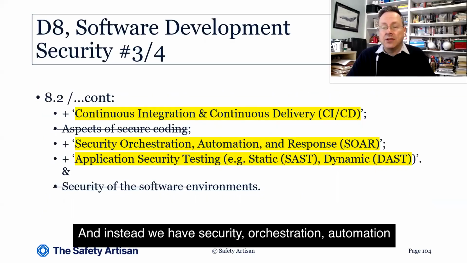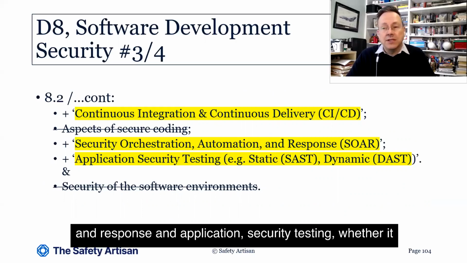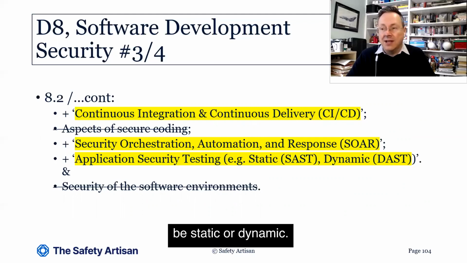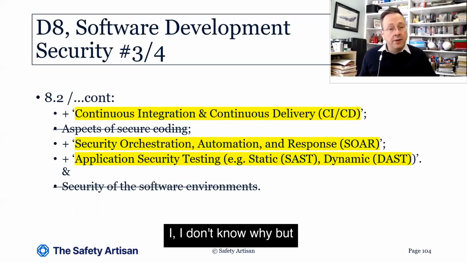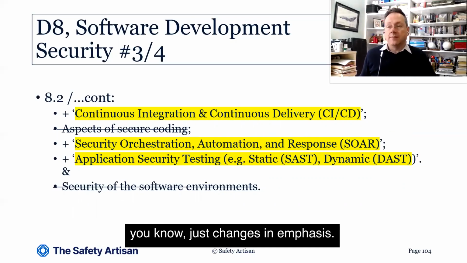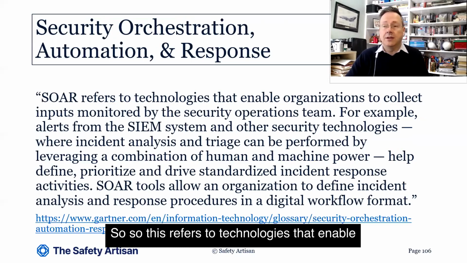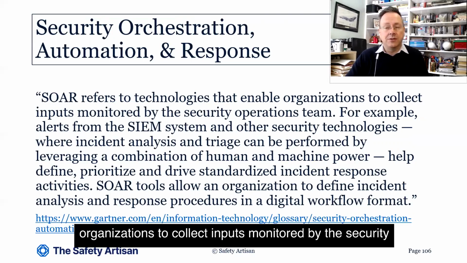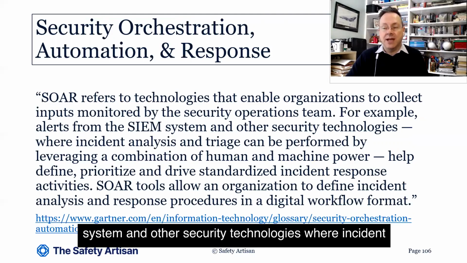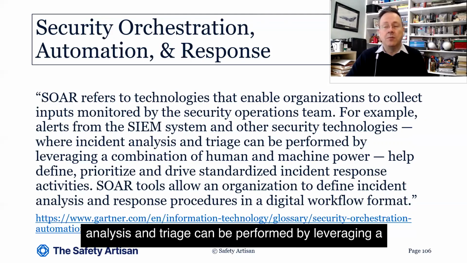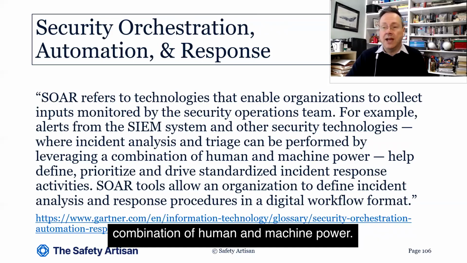And instead we have security orchestration, automation and response, and application security testing, whether it be static or dynamic. I can find nothing on them in the study guide or the student guide. I don't know why, but just changes in emphasis. SOAR refers to technologies that enable organizations to collect inputs monitored by the security operations team. For example, alerts from the SIEM system and other security technologies, where incident analysis and triage can be performed by leveraging a combination of human and machine power.